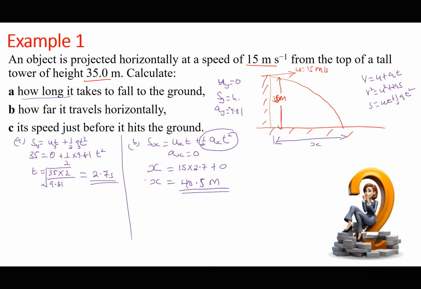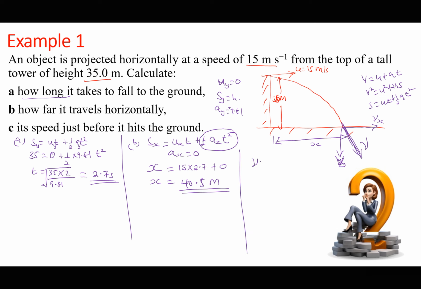Then part C, its speed just before it hits the ground. At the point where it hits the ground, the speed has two components. It has a component in the horizontal, which we shall call Vx, and a component in the vertical, which I'll call Vy. Then the resultant of these two is the resultant velocity with which it hits this point. I'll call it V, and we shall find that V using Pythagoras theorem.